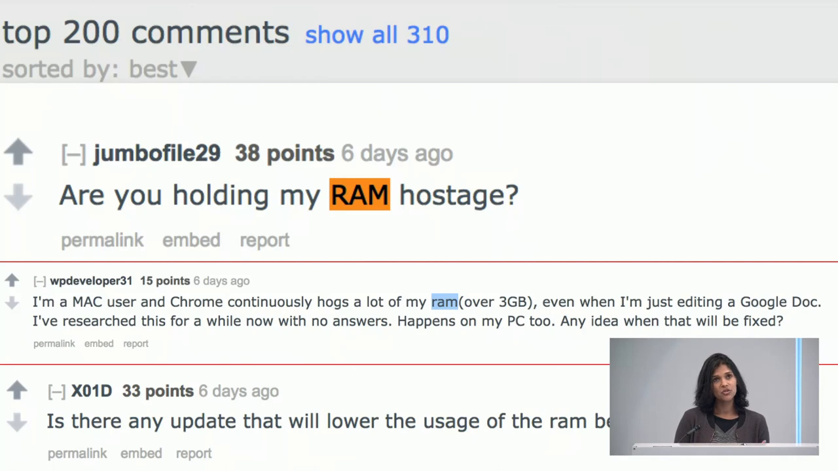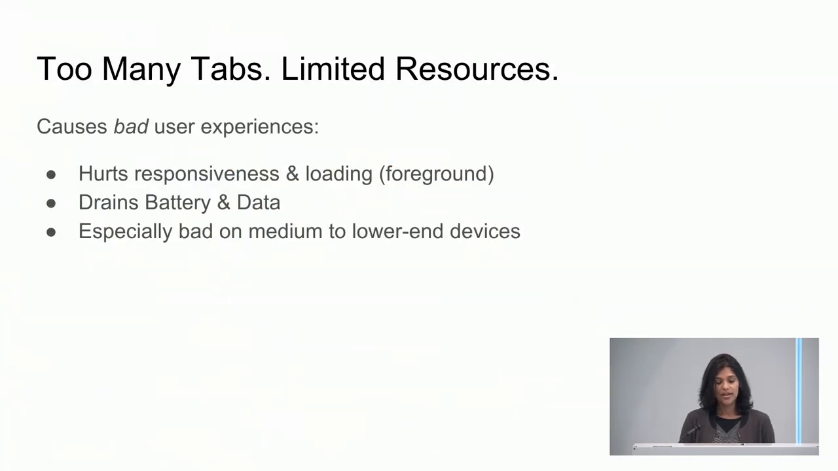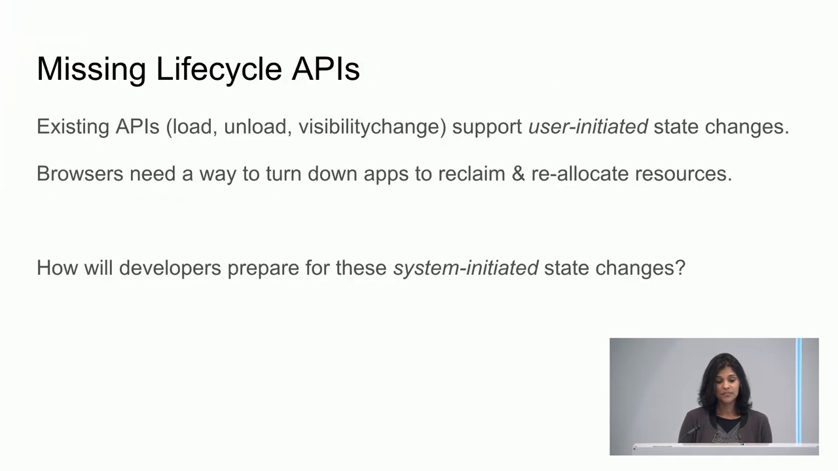And this is the situation we get into when we don't have the notion of a lifecycle. All these apps that are sitting around in the background continue to consume all this memory and CPU and drain our devices. And ultimately this results in bad user experiences. In particular, it hurts responsiveness, causes a lot of jank and sluggishness. Your machine might lock up. Things like foreground loading are pretty bad. And on mobile, it causes additional problems like draining of battery and data.